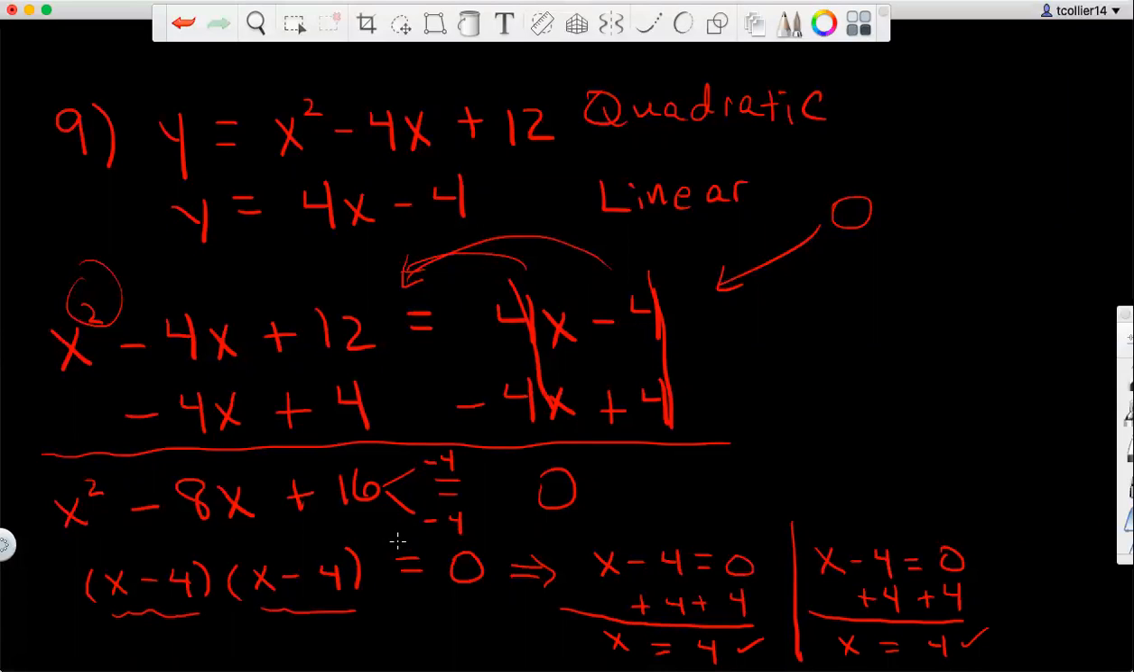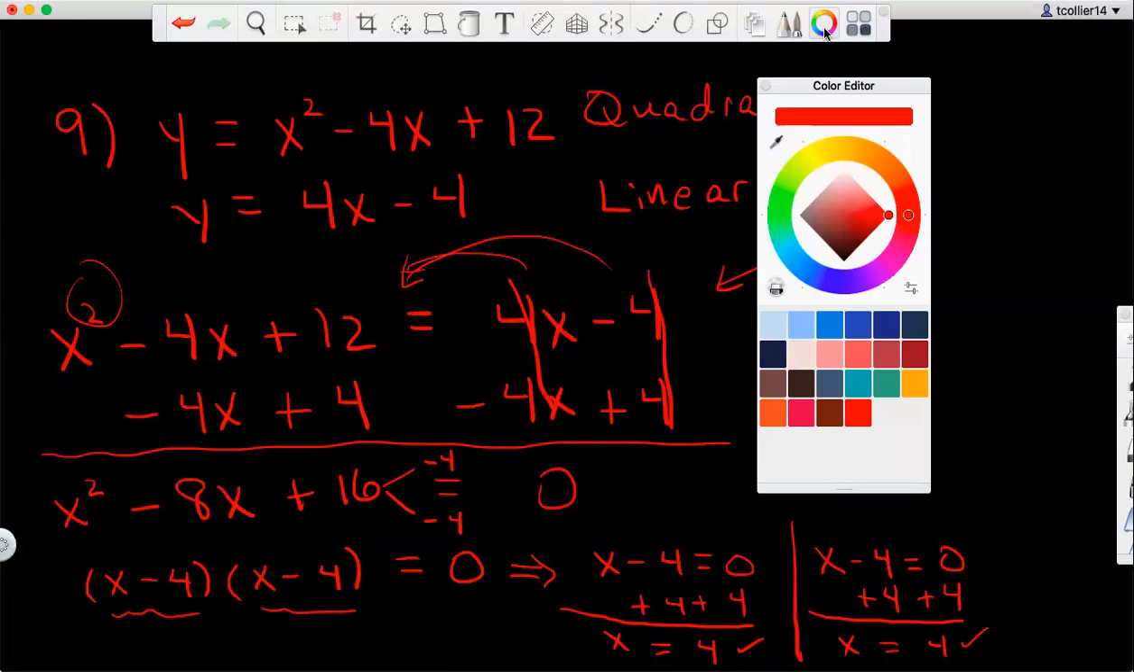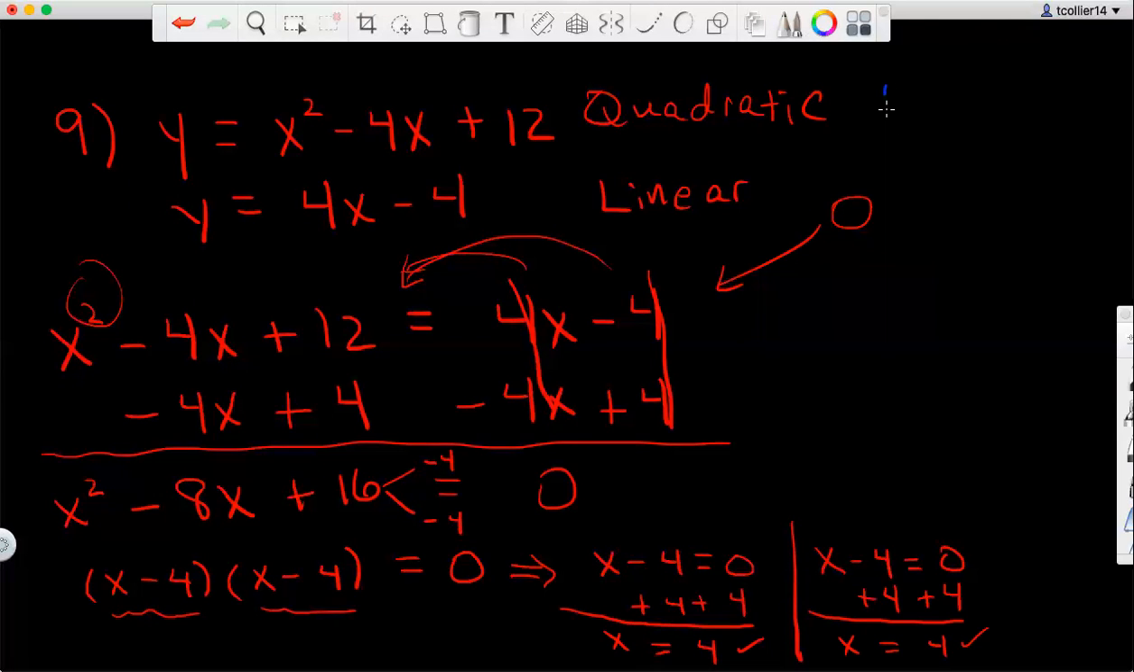So now I know what my x number is. My x number is going to be 4. So these are the same two numbers, so I really only need to plug back in once. And I'm going to do it in blue. All right, so over here, we're going to plug back in.